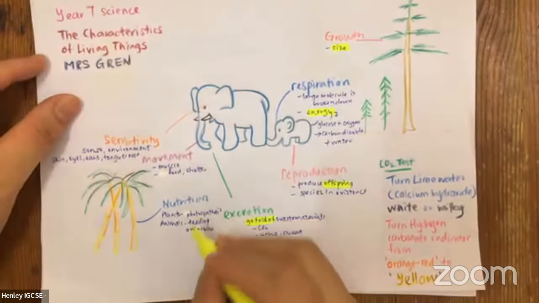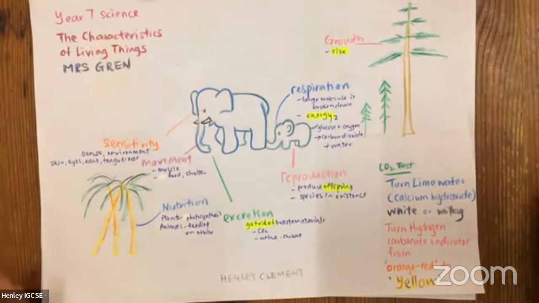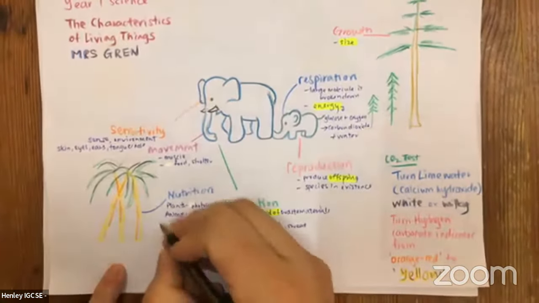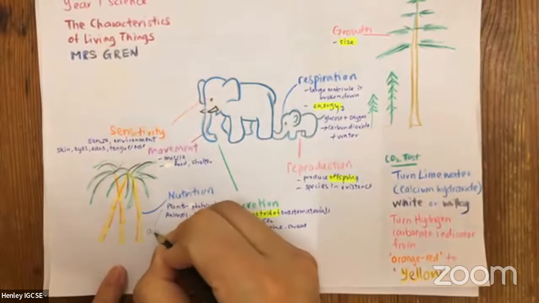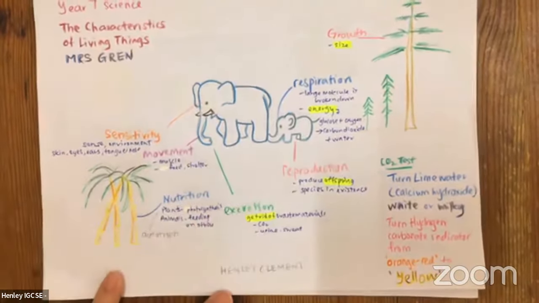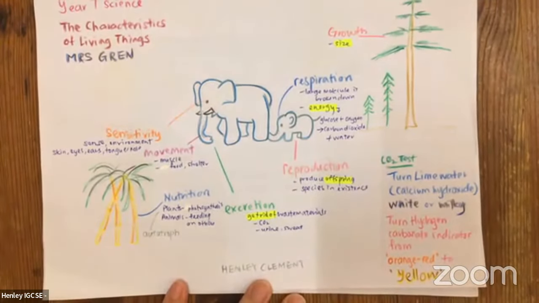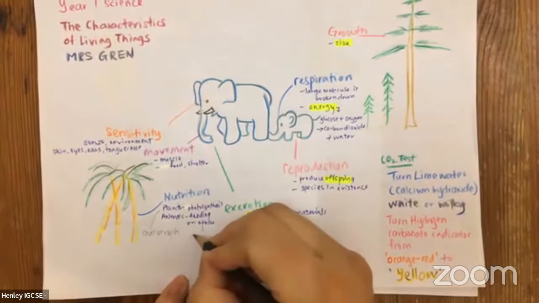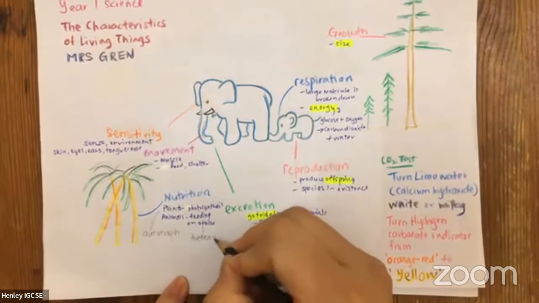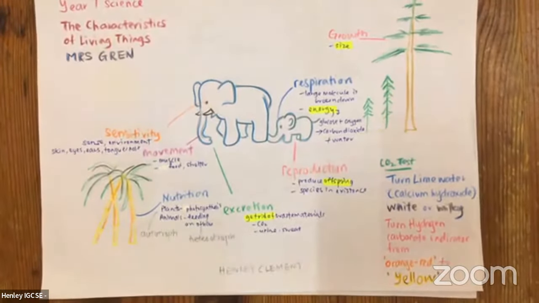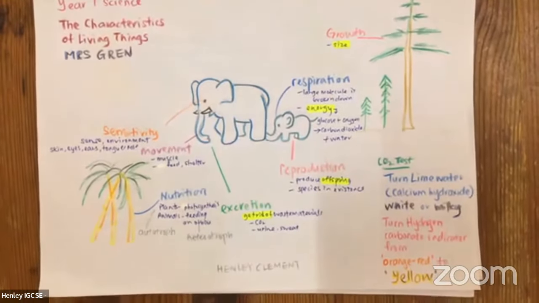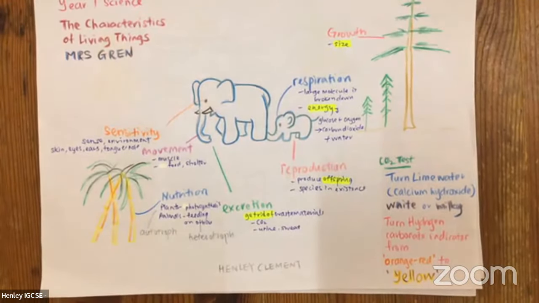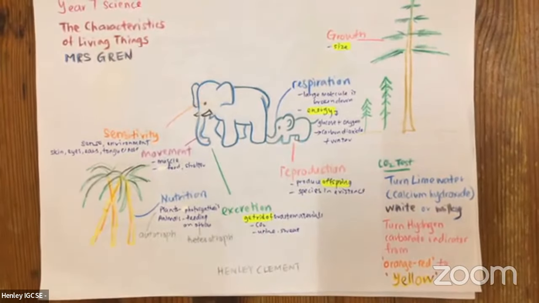Nutrition, okay, here we need to have the add-on words. For the plants, we call it autotroph. Autotroph means that they make their own food. Whereas animals feeding on others, we use this word heterotroph. Hetero means feeding on others. That means they cannot produce their own food, but need to eat others.